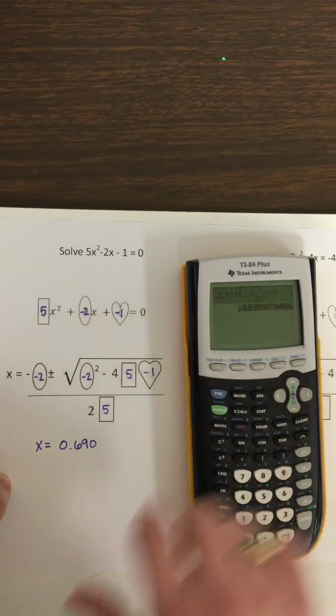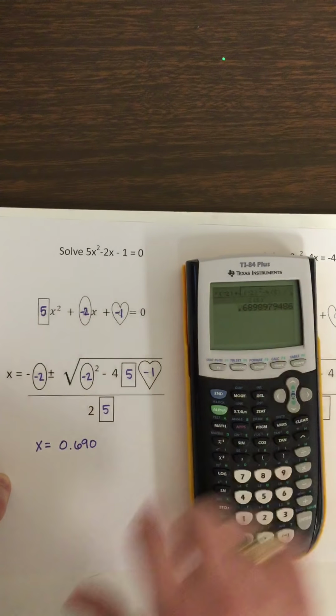X equals, again, I'll take a few different options for rounding, but I'm going to go ahead and do -0.290. I could take -0.289, -0.28. I'm not really picky as long as you're close. Okay, so those are the answers.